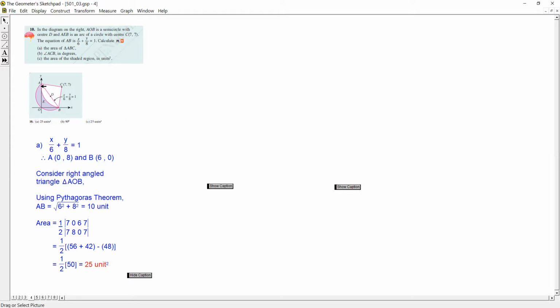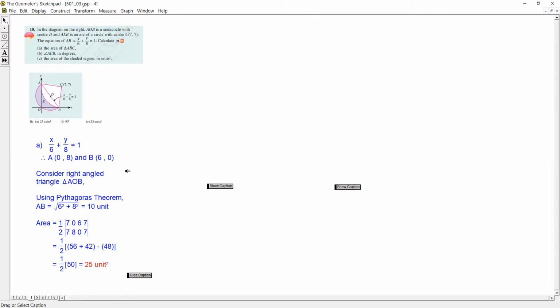So now we know that this is 6, this is 8, then the other one must be 10. When the hypotenuse is 10, it means that the diameter of the circle is also 10. Now, never mind about that.